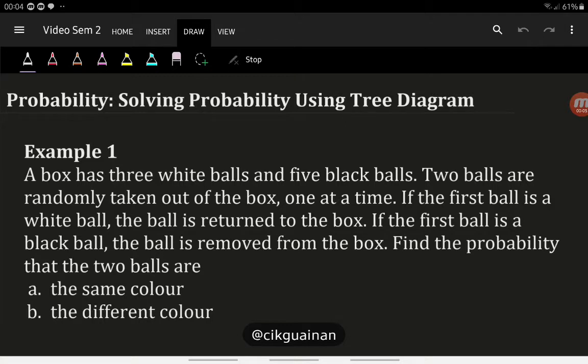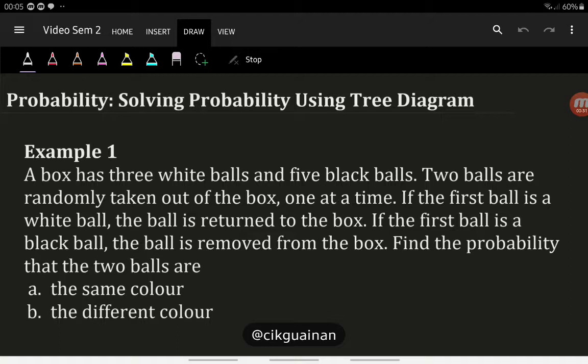In this video, I would like to share with you the first example of solving probability by using a tree diagram. In tree diagrams, we have to make sure of the process involved, and how many processes are involved, whether it's repeated or not. So let's get started.